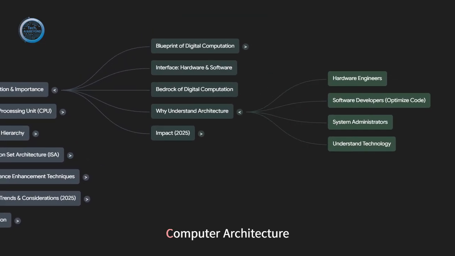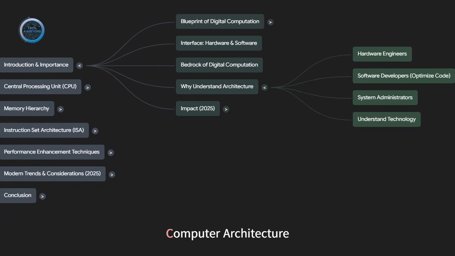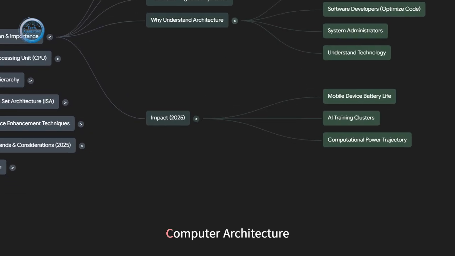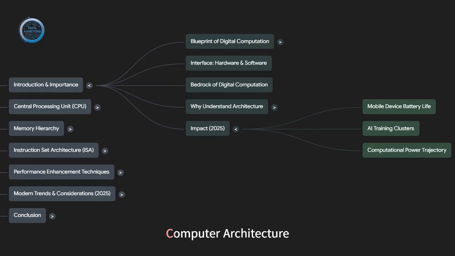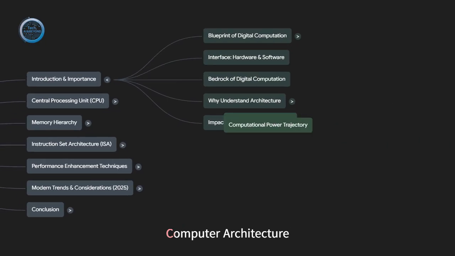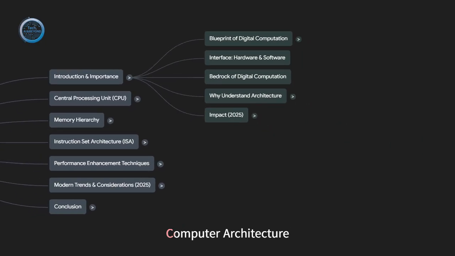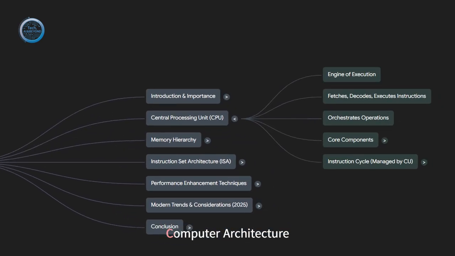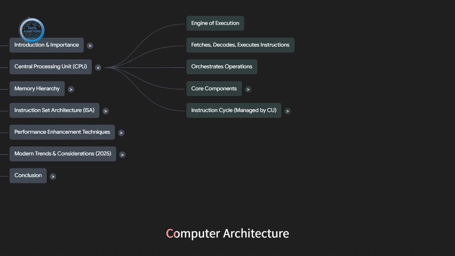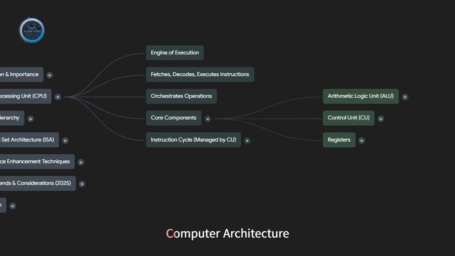And why care? Because architecture directly determines what a computer can do, how fast it can do it, how much power it uses. Everything from battery life on your phone to the power needed for training huge AI models in 2025. It all comes back to architectural choices. Wow, so it's not just for chip designers then? Not at all. Anyone who develops software needs some grasp of it to write efficient code. Anyone managing IT systems needs it. And really, for anyone curious about the tech that shapes our lives today, understanding the basics of architecture is, I think, pretty essential. It affects performance, energy, cost, everything. That makes a lot of sense.